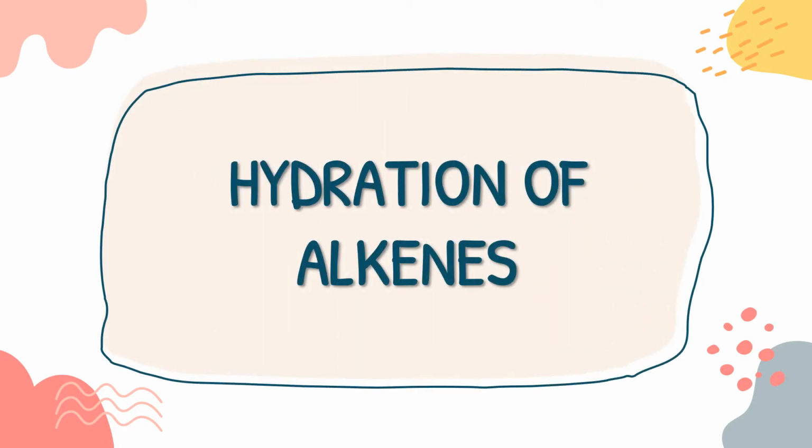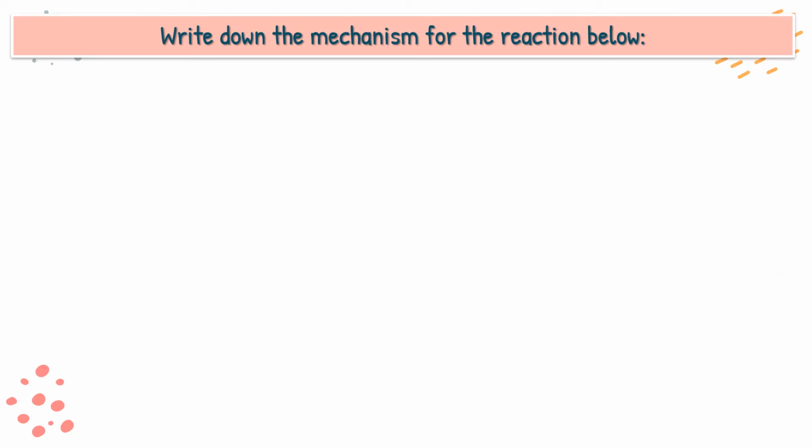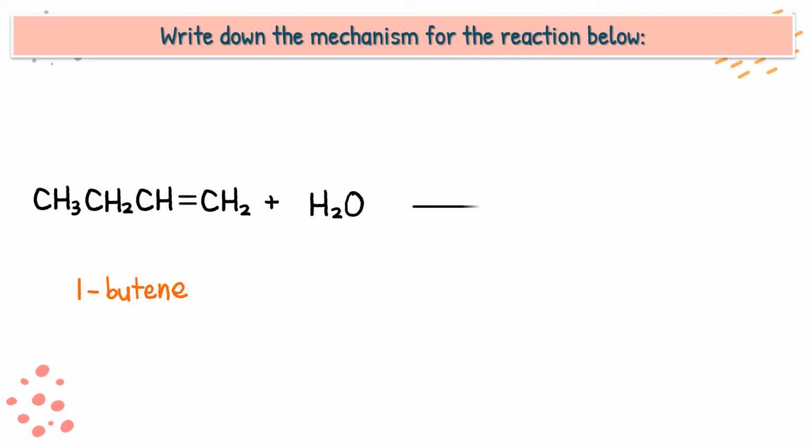In this video, we're going to look at the mechanism for hydration of alkenes. This is example 2 for the mechanism of the hydration of alkene. So write down the mechanism for the reaction below, yang mana kita ada dekat sini 1-butene, and we're going to react this 1-butene in acidified water. So water in acidic medium over here.